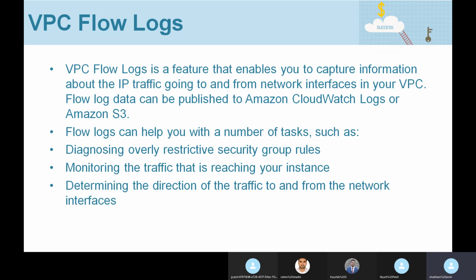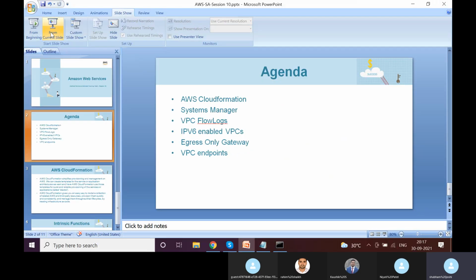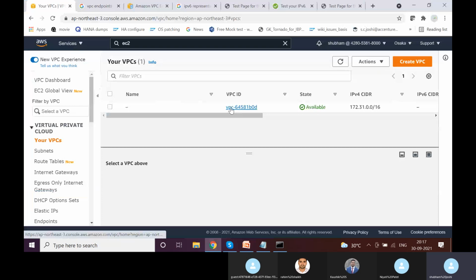So if you want to monitor what kind of traffic is reaching our instances, and at a high level what traffic is coming in and going out of our VPC, then we can enable VPC flow logs for that particular VPC, and the flow logs can be sent to CloudWatch logs or to an S3 bucket. It's totally up to you. So let's see how we can enable VPC flow log for a specific VPC. This is the default VPC, and I will show you how we can enable this.